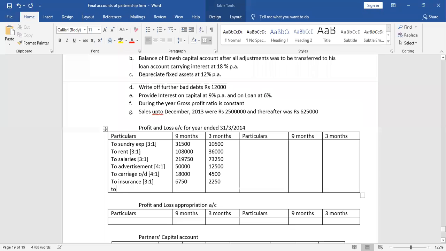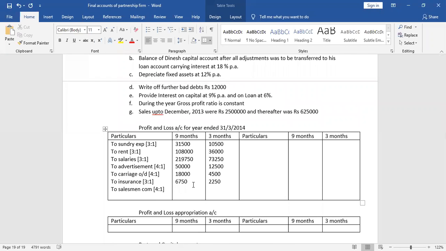So to salesman commission, which ratio? 4:1, because this is related to sales. 1,50,000 divided in the 4:1 ratio, you will get 1,20,000 and 30,000.